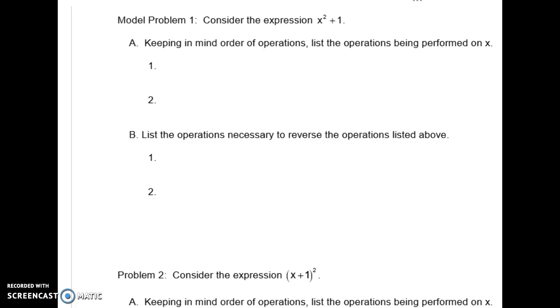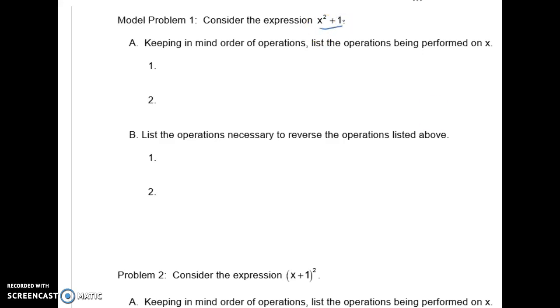In this video, we're going to explore solving quadratic equations by a process called reversing operations. In order to do that, we have to be a little familiar with what reversing operations actually is. To do that, we have to make sure we know how expressions are created. So in this problem right here, in the model problem 1, we said consider the expression x squared plus 1.